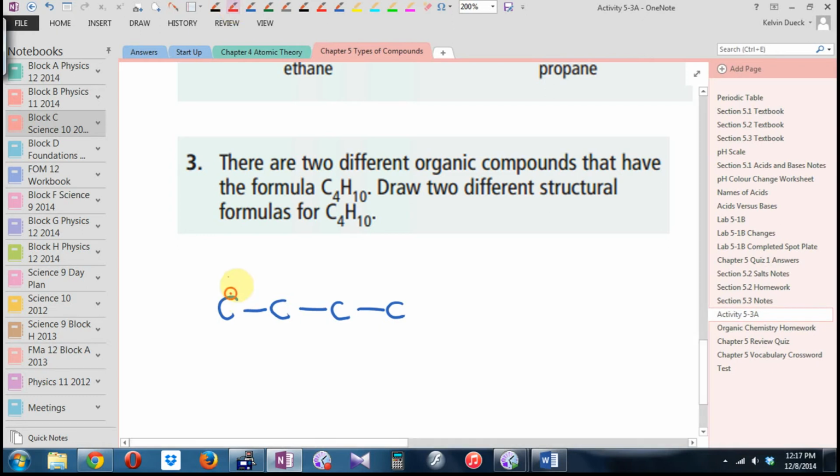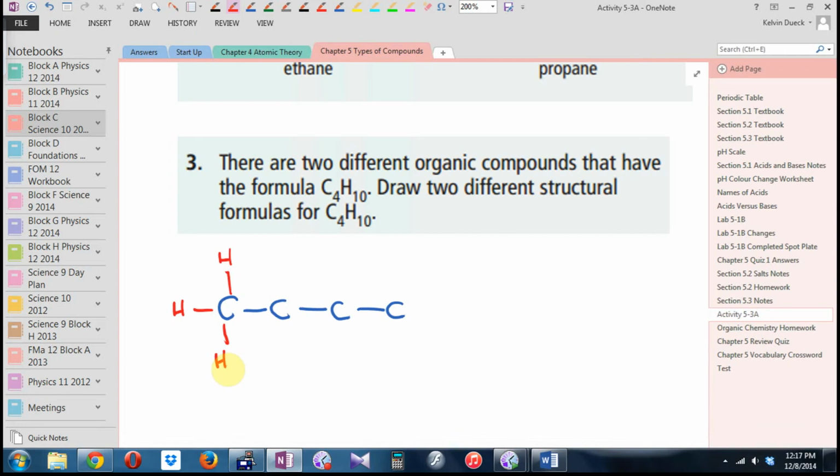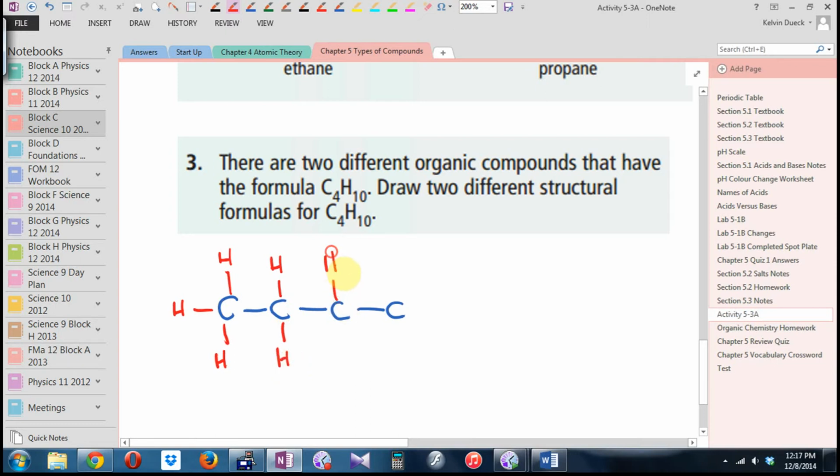So I said, well, maybe I want to go H, H, H. Does the first carbon now have 4 covalent bonds? How many hydrogens have I just drawn in red? 3. 2 more, but not 3 more, because that would be 5 bonds. 2 more. And then that is a way to pair up 4 carbons and 10 hydrogens and have everyone happy.